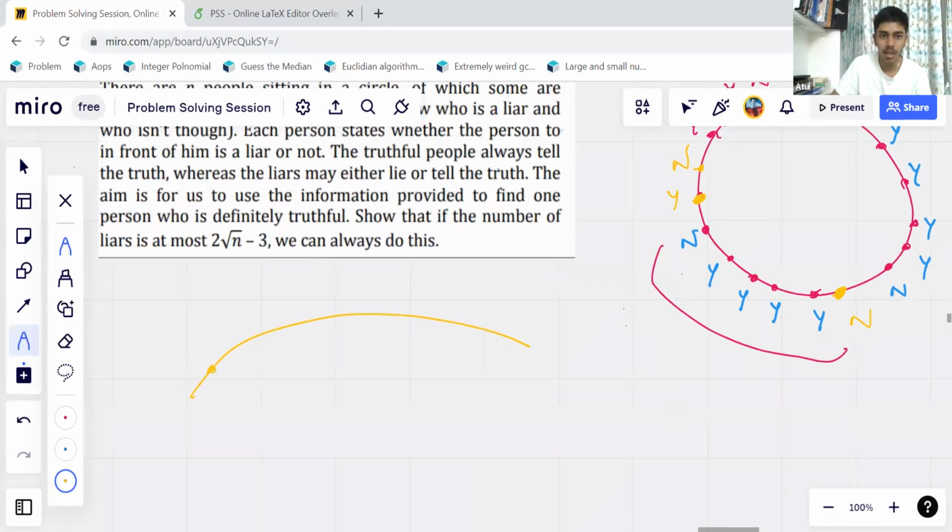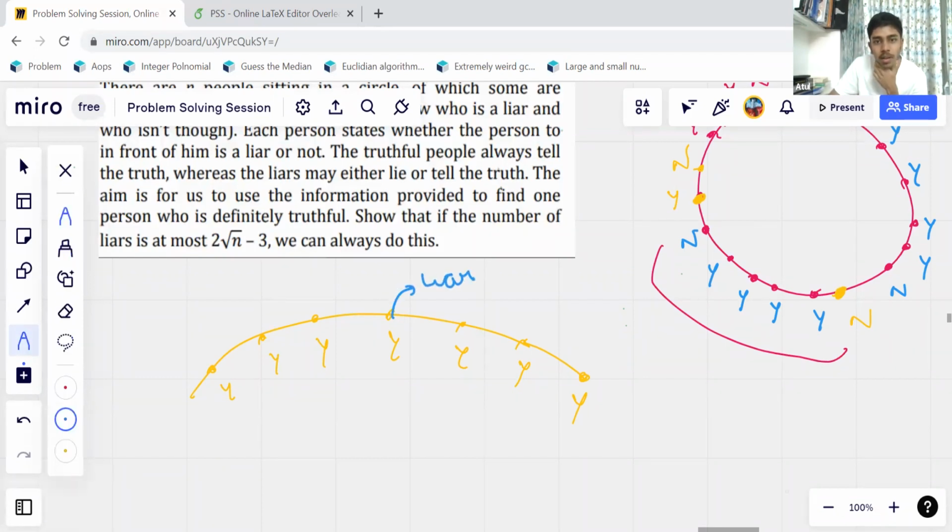Wait, actually, if I just see a chain of a bunch of people saying yes, and I point to some guy, let's assume the 7th of them, and claim that he is truthful, the only case I'm wrong is if he is actually a liar. But in that case, this guy must also be a liar, and basically everyone to his left is also a liar.